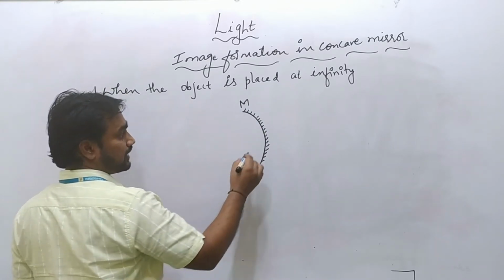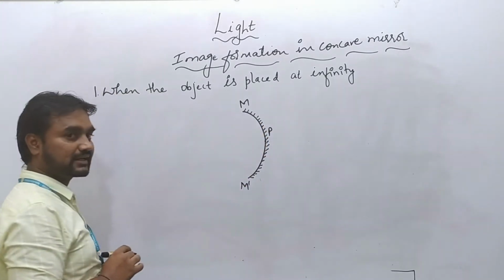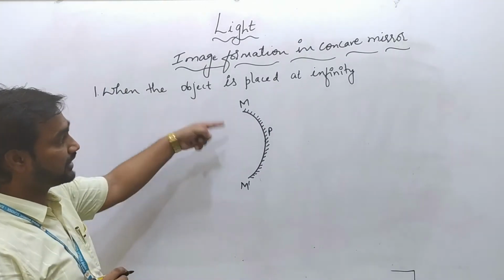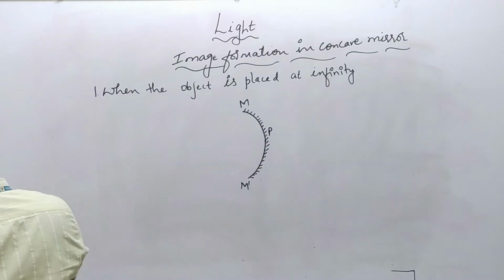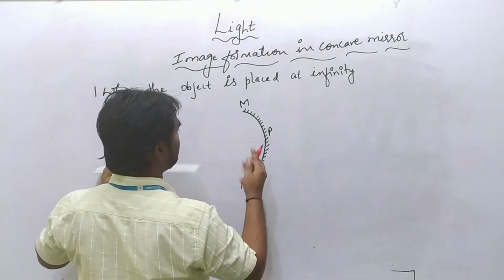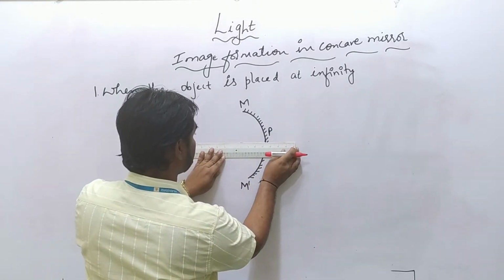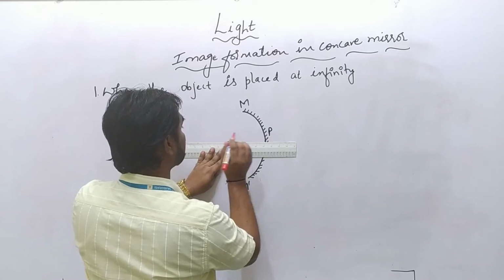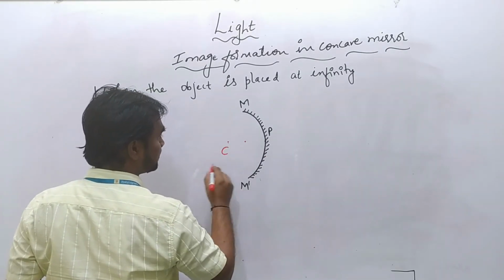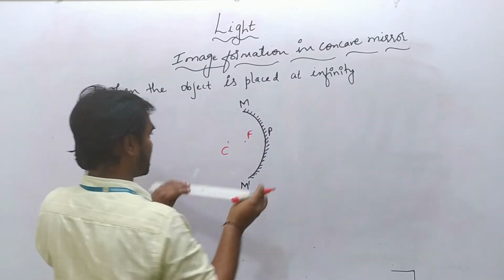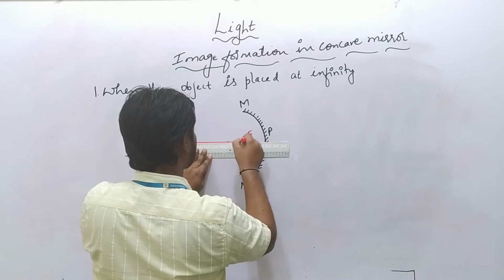We name this aperture M M dash. Here this would be the center of the mirror, and let us call it the pole, the center of the reflecting surface. The center of the aperture is the pole. Now let me choose one center. If I take this as a circle, let me take this point as the center of curvature C, and half of this would be the principal focus F. The line joining the center of curvature and the pole is the principal axis.